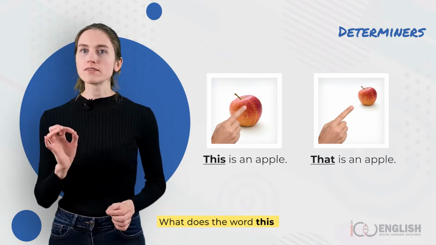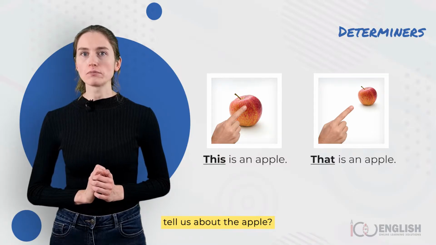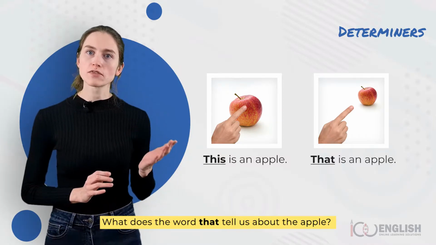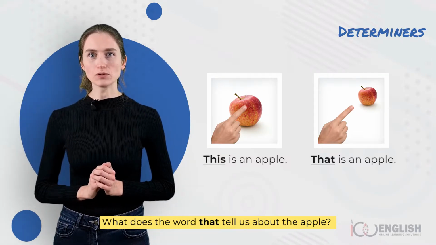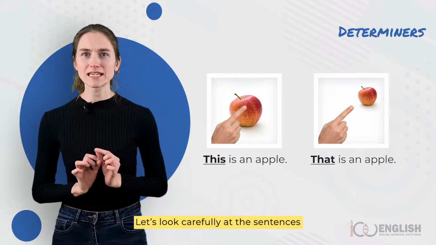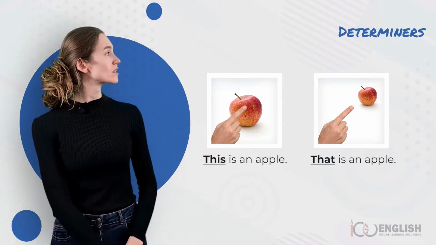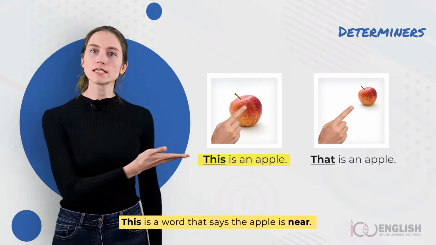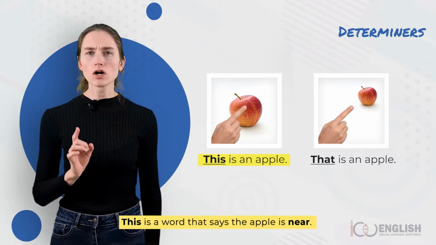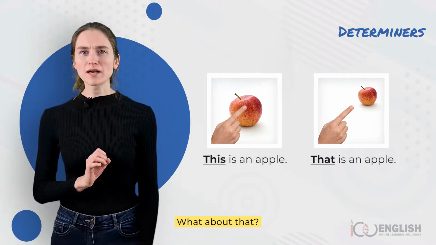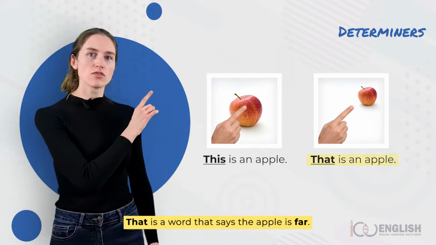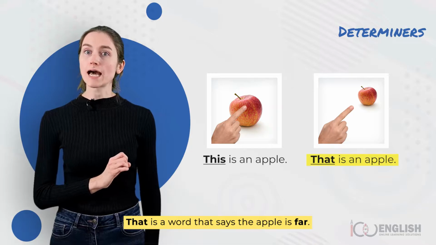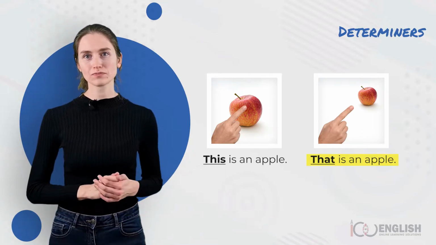What does the word this tell us about the apple? What does the word that tell us about the apple? Let's look carefully at the sentences. This is a word that says the apple is near. What about that? That is a word that says the apple is far.